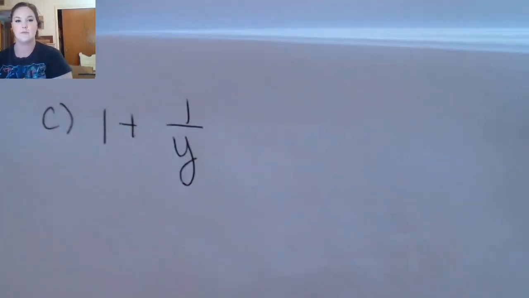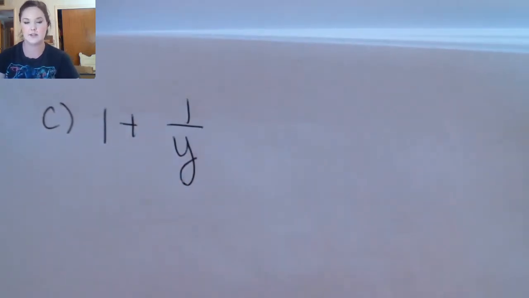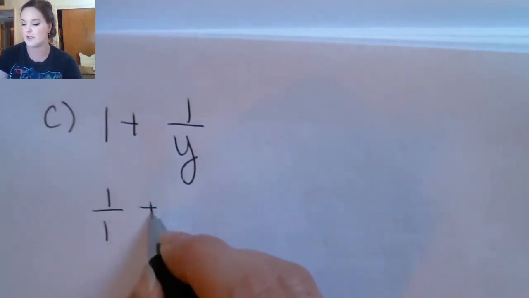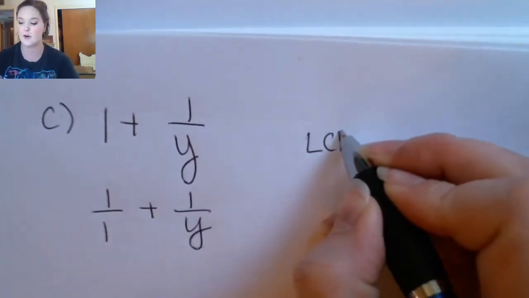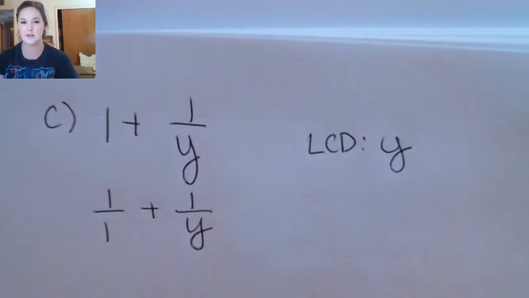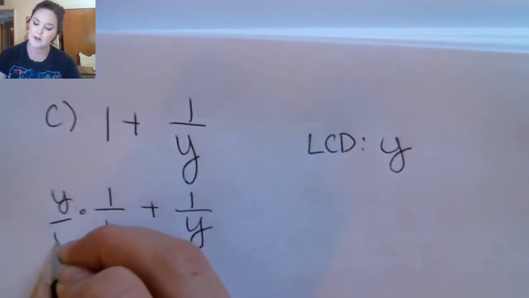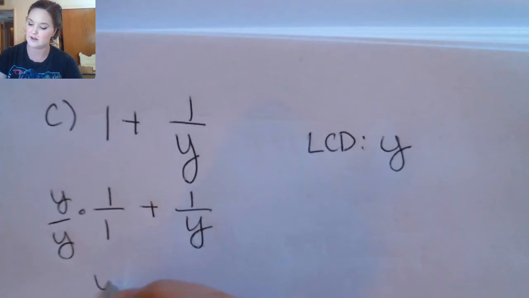Let's see one where there's something that isn't a fraction. Remember, whenever you have something that isn't a fraction, you can always put it over 1 to make it a fraction. Now when you're looking here, there's really only one denominator, so it should be clear that the common denominator is y. So to get that denominator here, I'm going to multiply by y. This one already has the common denominator.